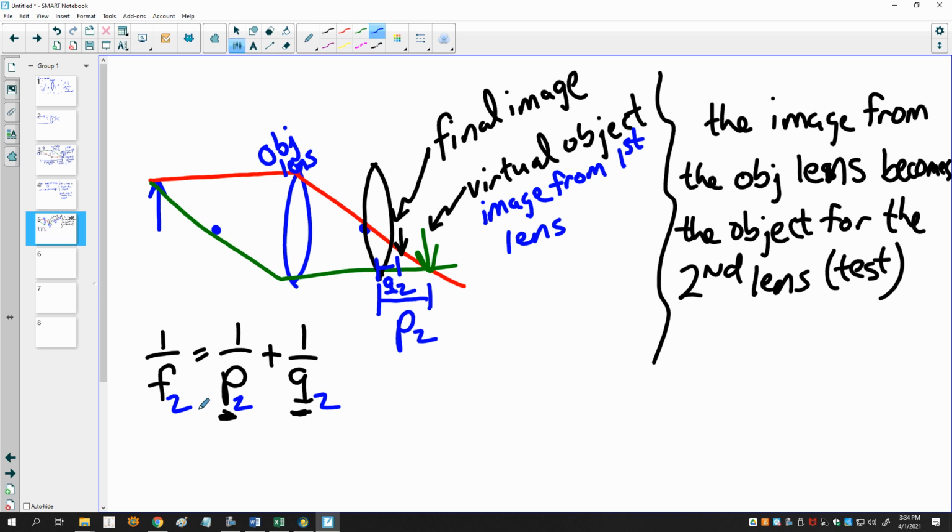Something funky happens here because we have what's called a virtual object. This is a virtual object. What that means is that the object is on the side that's opposite the side from where the rays are originating. The rays are coming in from this side. They're traveling in this side, going from left to right. But notice that the object is on the right-hand side. So it's called a virtual object. And when you have a virtual object, the object distance is negative. So whatever we find P to be, we're going to give that a negative value when we're doing our calculations.